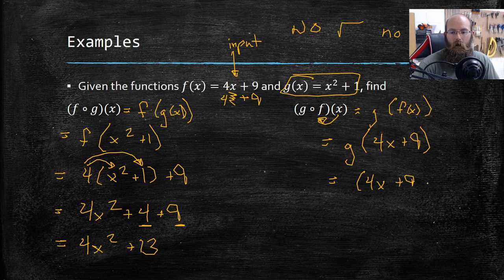4x plus 9. So that's my thing. It gets squared, and I'm going to add 1 to it. Now this part's tricky. A lot of people are going to say 16x squared plus 81. I have to FOIL this out. If there's a plus sign in the middle, I've got to FOIL it.